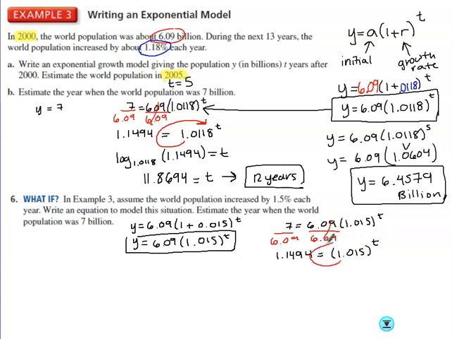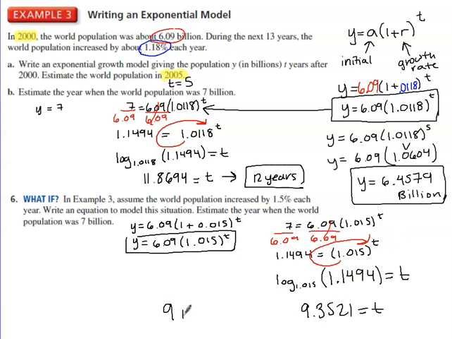And then we use logs to solve for t. Log with a base of 1.015 of 1.1494 is going to equal t. Plugging this into our calculator, I'm getting 9.3521 is equal to t, meaning that the population will be 7 billion in about 9 years.